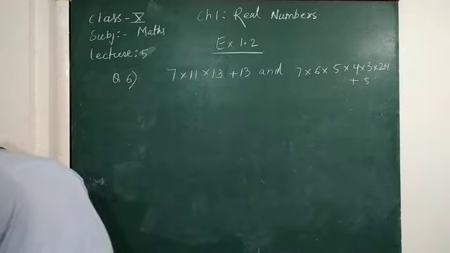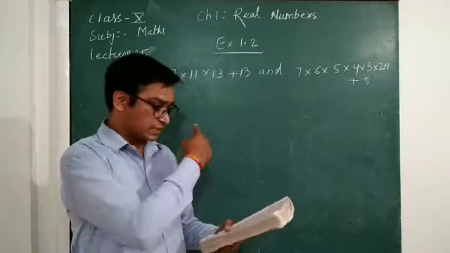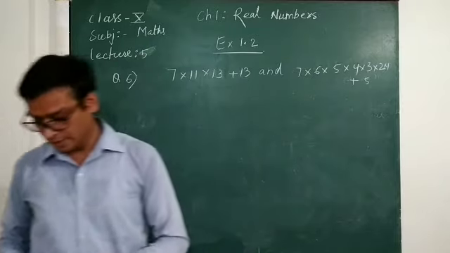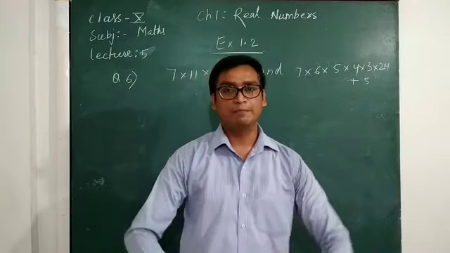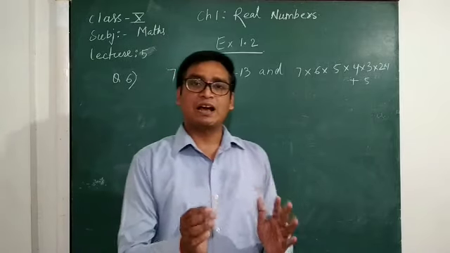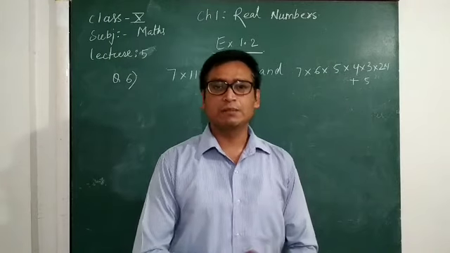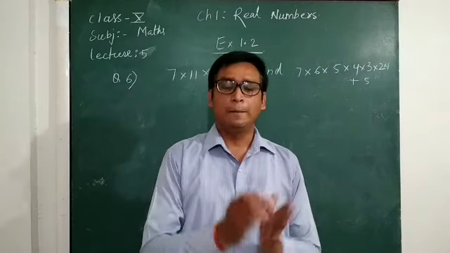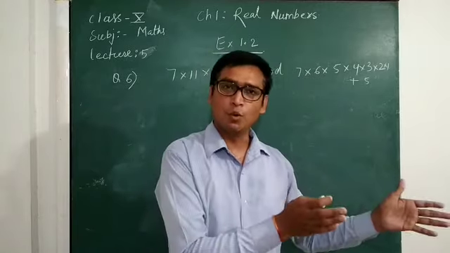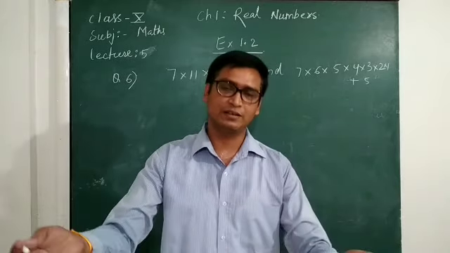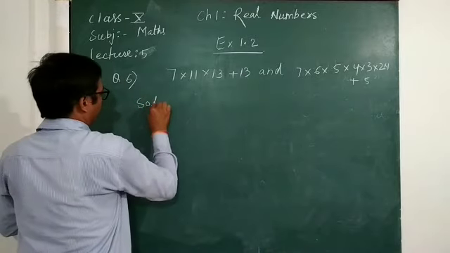So how will we solve it? The question is to explain why these given numbers are composite. Now you know about prime numbers and composite numbers. Prime numbers are those numbers which have only the factors 1 and itself. And composite numbers are those numbers which have more factors other than 1 and itself, which means they can be divisible by other numbers also. So here we will just solve it and see how it is solved.